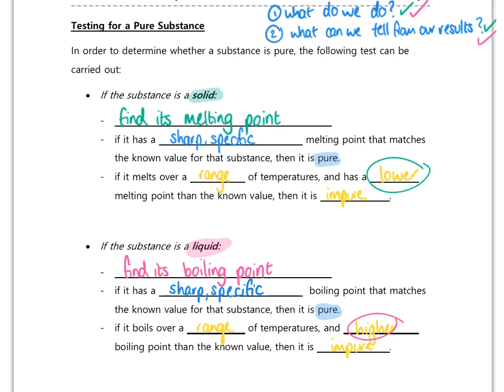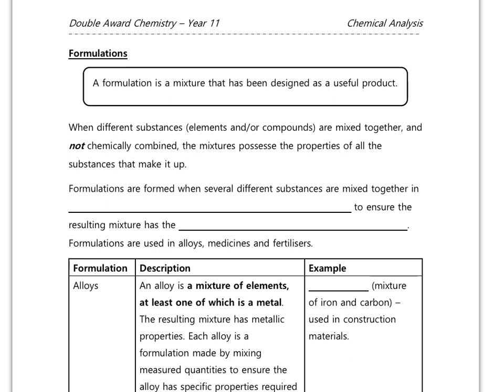And if it was a liquid, then you would say find its boiling point. And if it boils over a range of temperatures and the boiling point is higher than the known value, then it is impure. So look out for what they specify in the question. Have they specified it's a solid or a liquid? Have they specified is it pure or impure? And go from there.